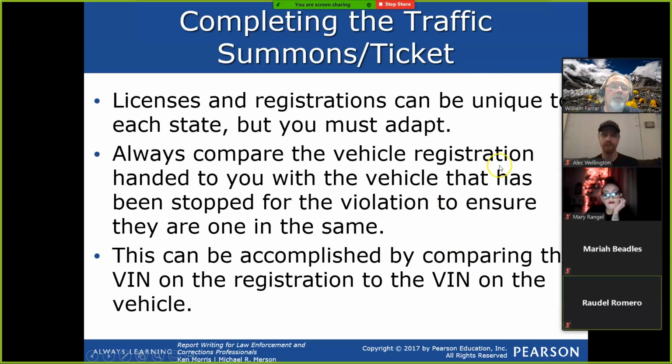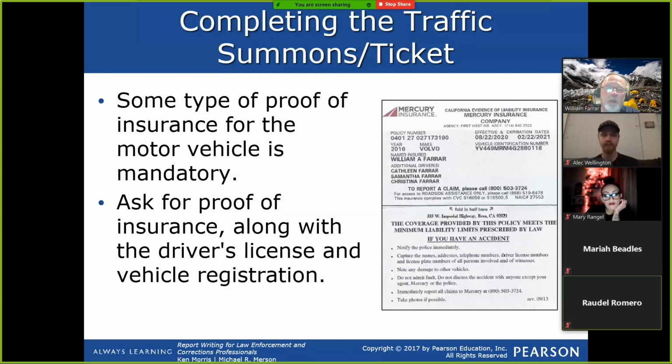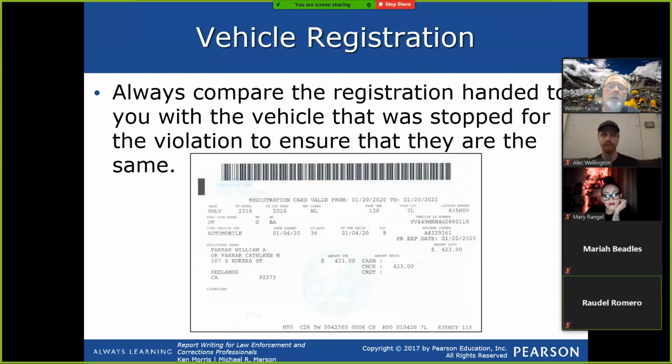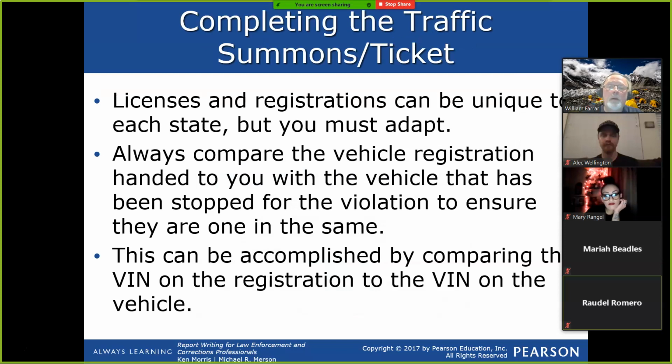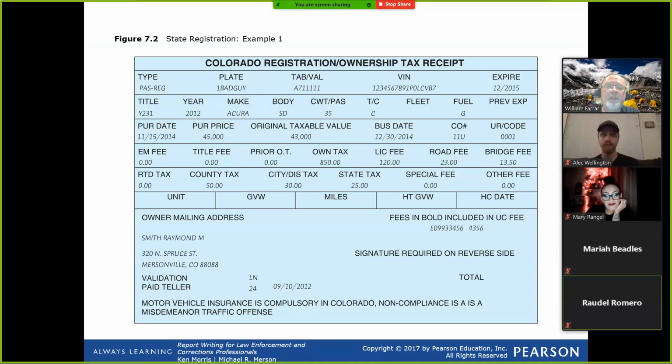So remember, license and registration can be unique to each state. So you just have to kind of understand that. I mean, California, this is what California looks like. So, I mean, that's that insurance company, but registration typically looks the same. Always compare all your stuff together just to make sure that, you don't have to be over paranoid. Not everybody's driving a stolen car, but just make sure that some things match.